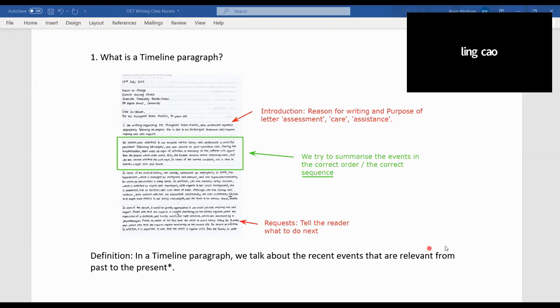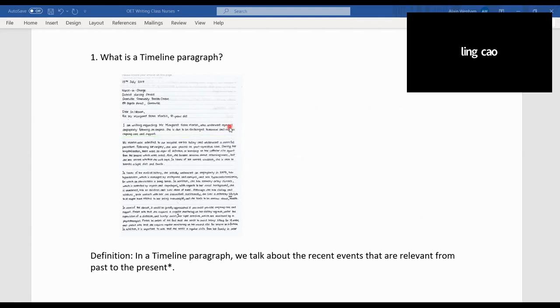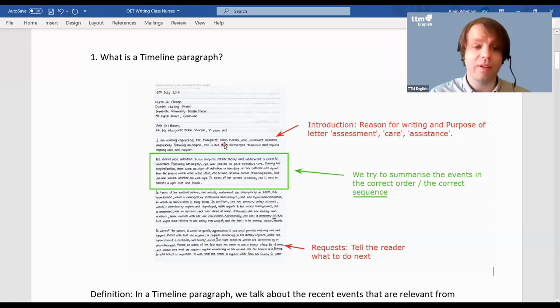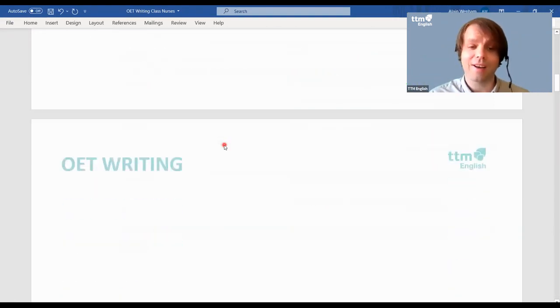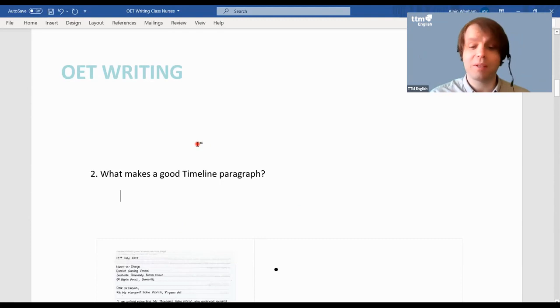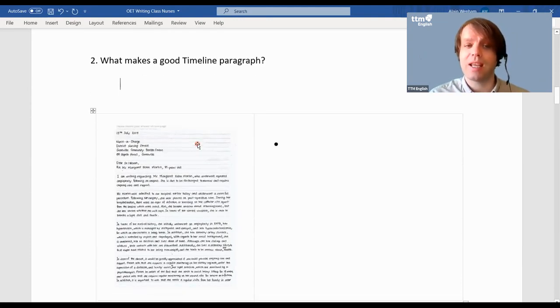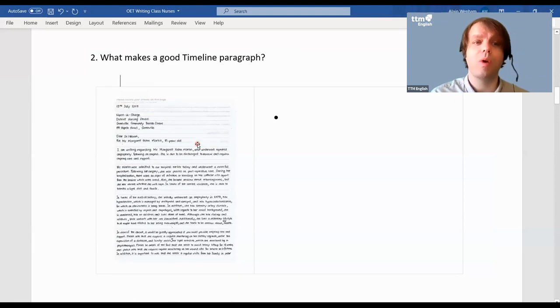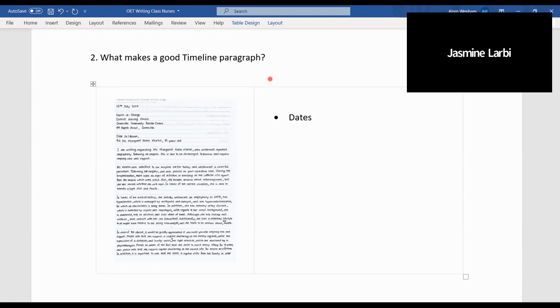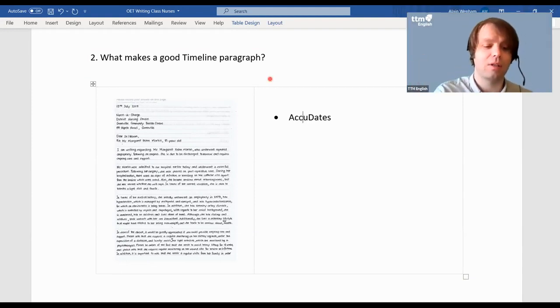When the patient first presents to you, the really recent presentation, then you use dates, use sequencing language. Dates, right? I know it seems really obvious, but as I was saying before the class starts, dates are a key component of a good timeline paragraph, and you would be surprised how often people make mistakes with dates. So what makes a good timeline paragraph here? Dates, done correctly. I'm going to put accurate dates with correct grammar.